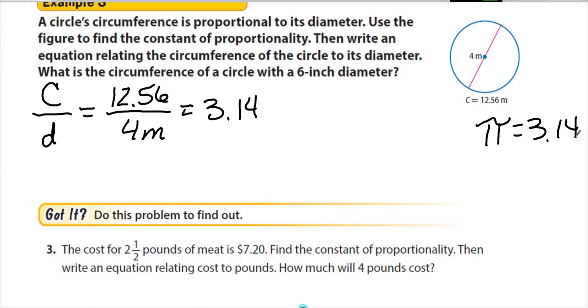You can grab a roll of paper towels. You can do the inside circle or the outside circle. You take the outside, divide it by what it is across, and it will come out to 3.14 every single time. We call that pi, because it's proportional with the circumference and the diameter. Now that we understand what that is, we need to write the equation. So 3.14 is the constant of proportionality.